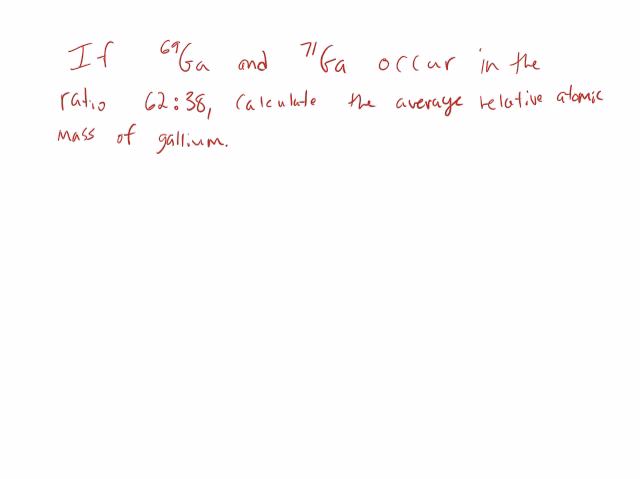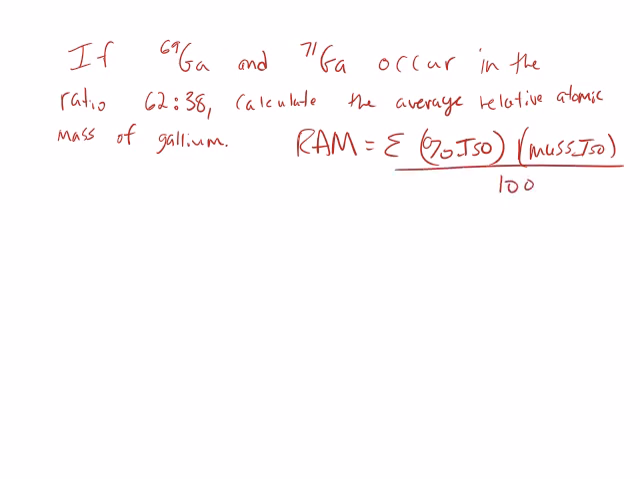As we see in this problem, our information is given to us a little different. It says if 69 Ga and 71 Ga occur in the ratio 62 to 38, calculate the average relative atomic mass of gallium. So Ga is gallium. We also remember that the relative atomic mass is equal to the sum of the percent of the isotope multiplied by the mass of the isotope. Hopefully by now you are starting to memorize and become comfortable with this formula.